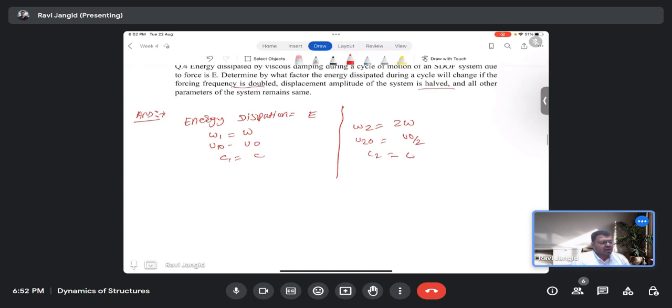So do you know what is the expression for the E? Anyone? If you know the expression for the E, then it will be very simple, otherwise we will derive this.